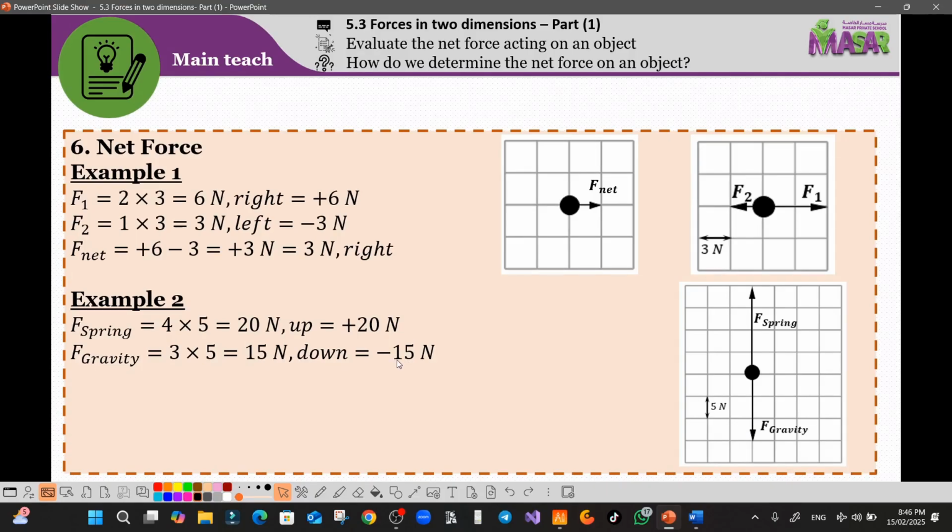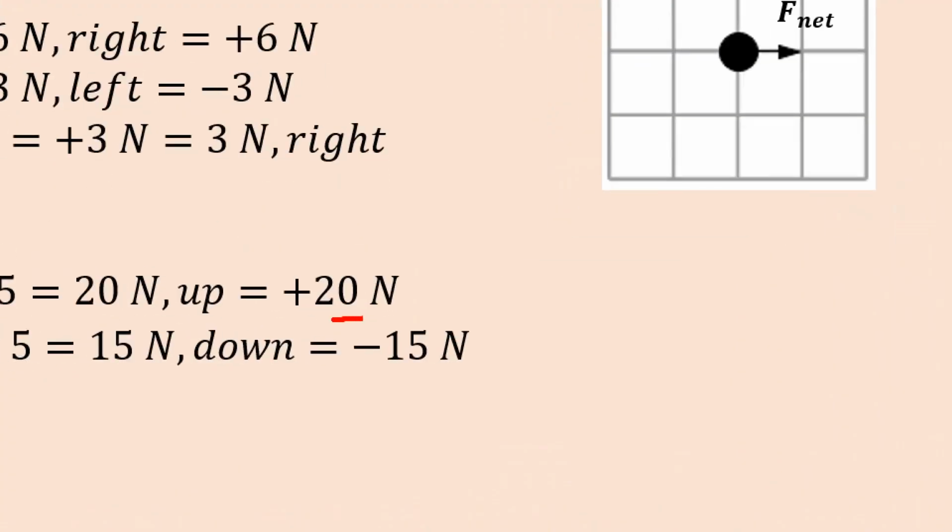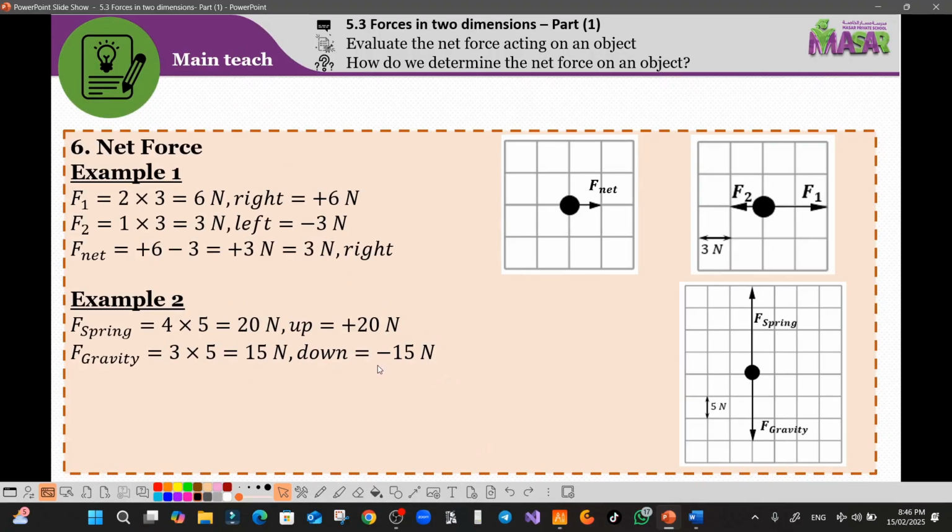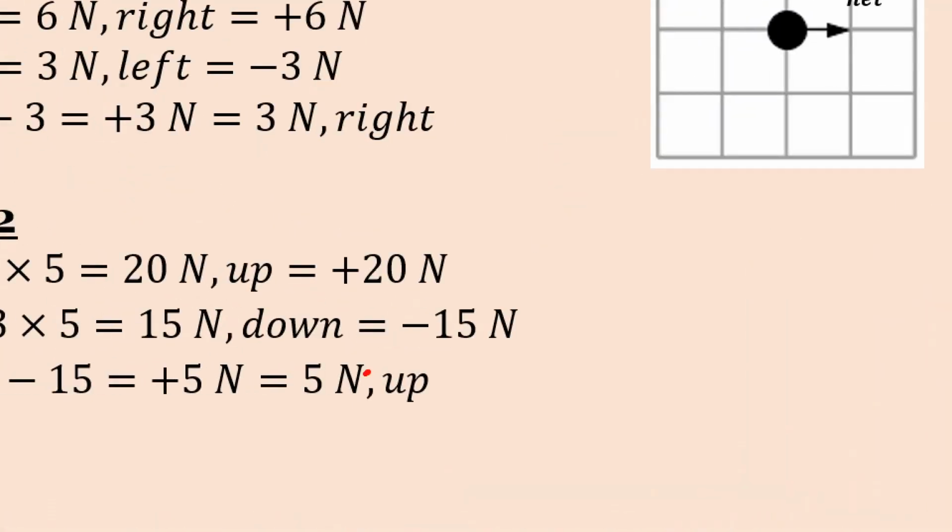Now, let's re-express the answer using the signs. And because it's down, I will use the minus. Now, the last step, we just put the two numbers next to each other, like this, to find the magnitude of the F net. So plus 20 minus 15, it's plus 5 Newton, and the answer is 5 Newton up.